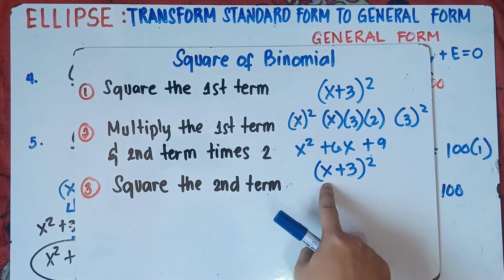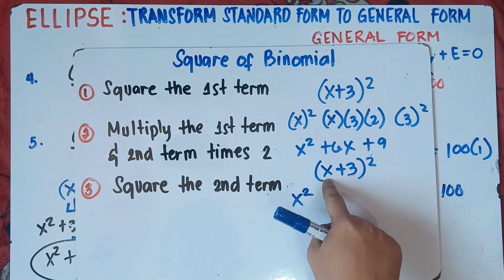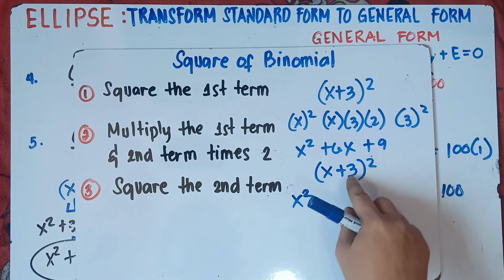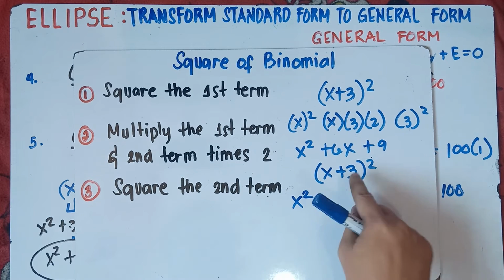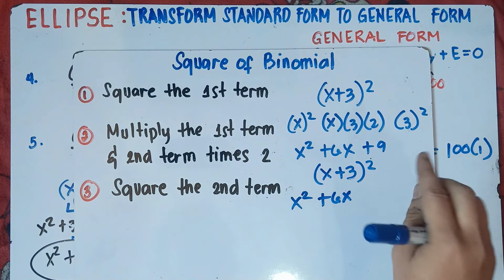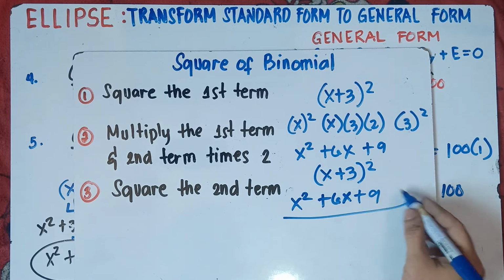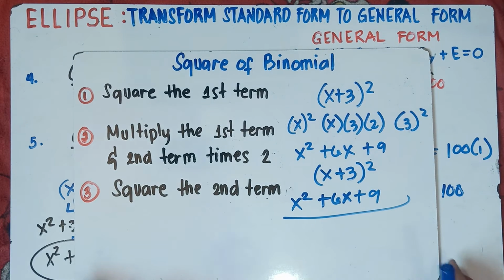Once again, you square the first term, x times x, x squared. You multiply the first term and second term, x times positive 3, that's positive 3x, times 2, that's positive 6x. Then you square the last term, 3 times 3 is positive 9. That's it, class. Easy, right, for the square of binomial?